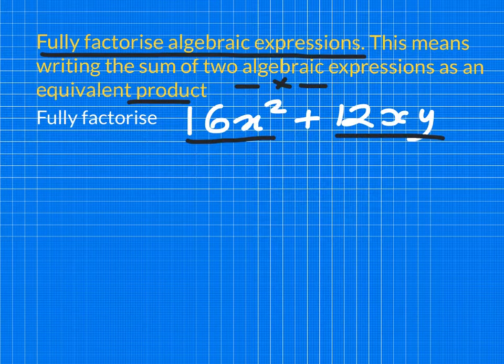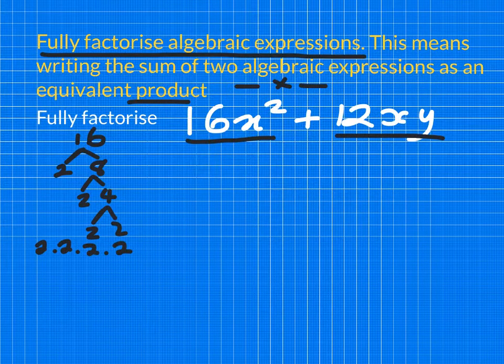So first of all, we're going to find the prime factorisation of each of those terms. So 16 can be written as 2 times 8, 2 times 4, 2 times 2. So 16 would be 2 times 2 times 2 times 2. And then we're going to find x squared. X squared can be written as x times x. So 16x squared can be rewritten as 2 times 2 times 2 times 2 times x times x.